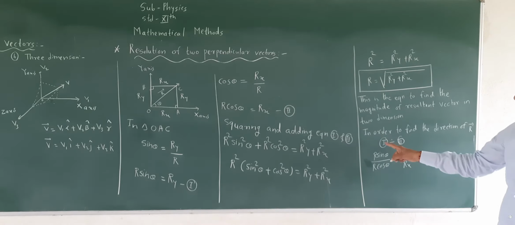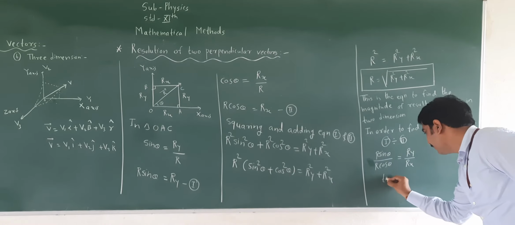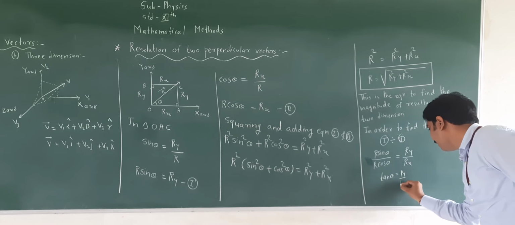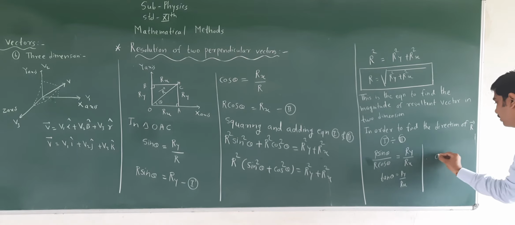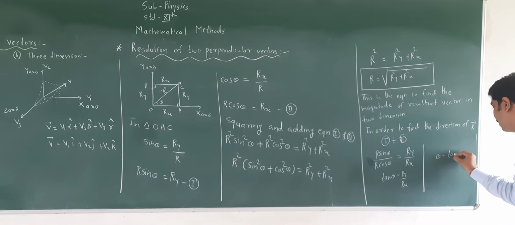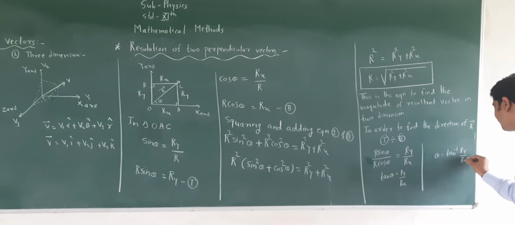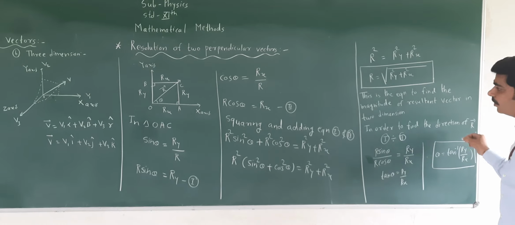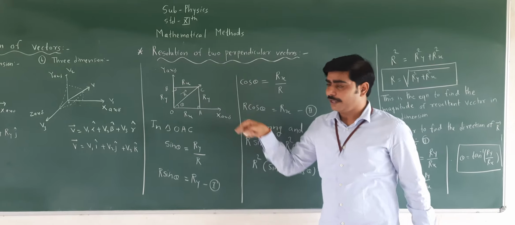So you can see that R will be cancelled. Sin upon cos is nothing but tan theta. So tan theta is equal to Ry upon Rx. Therefore, theta is equal to tan inverse Ry upon Rx. So this equation indicates the direction of the resultant vector in two dimension.